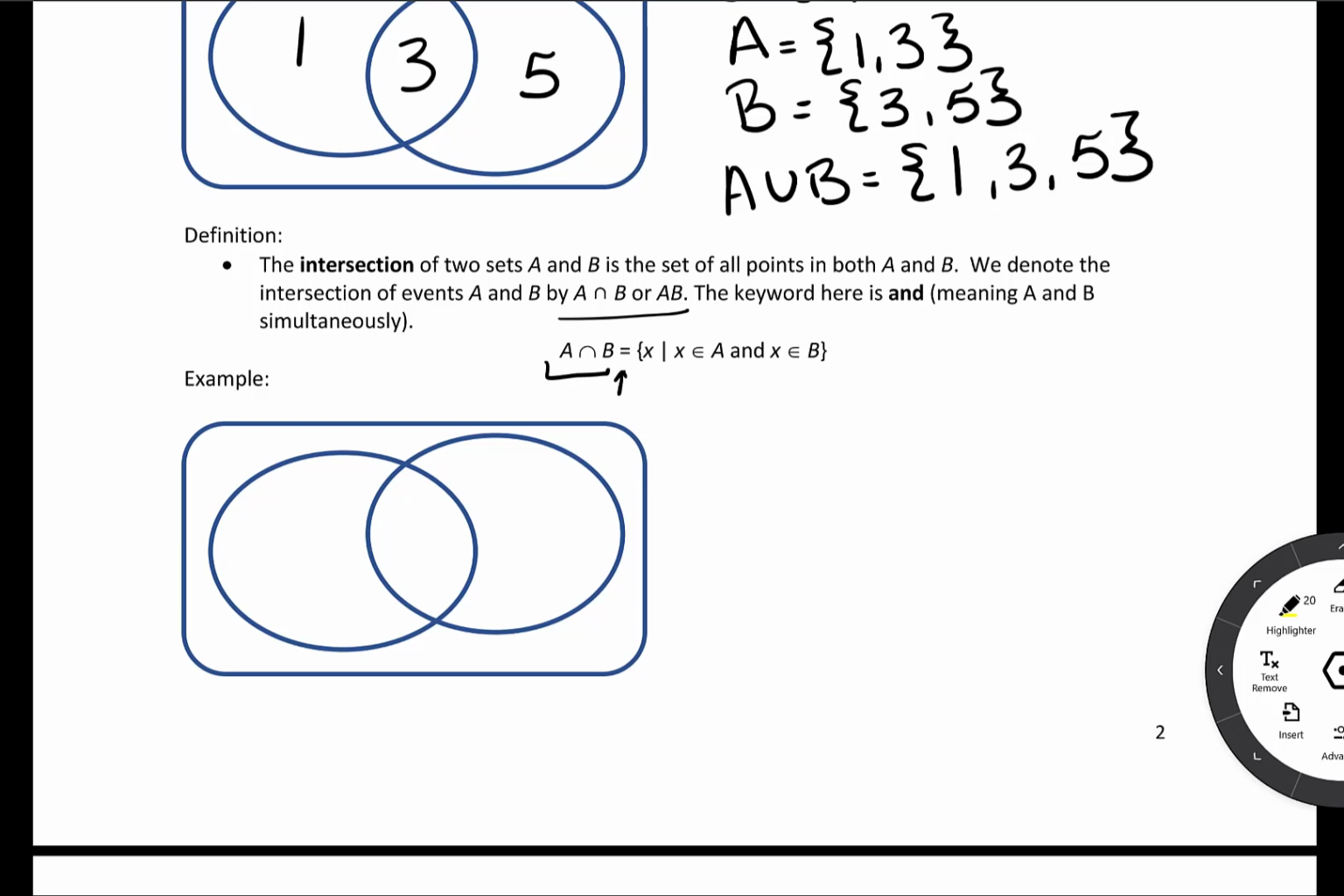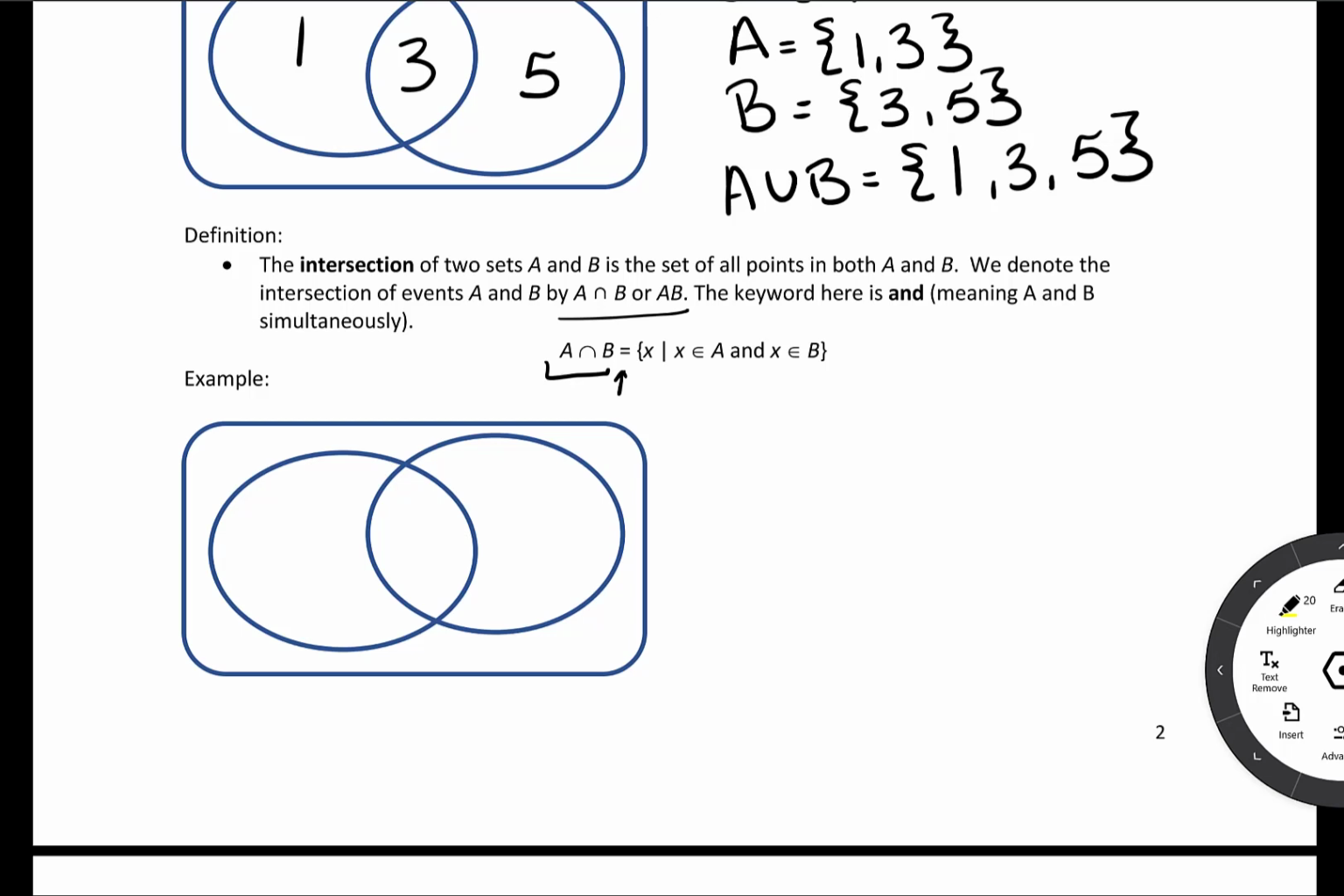So what we're thinking of here when we look at A and B, we're looking for where the overlap is. In terms of remembering which symbol goes with union and which one goes with intersection, remember that intersection means "and", and this symbol kind of looks like an N, and again, the other symbol looks like a U for union.